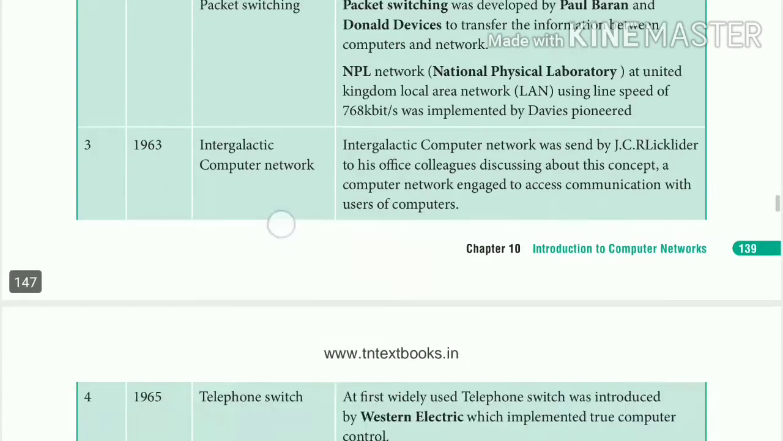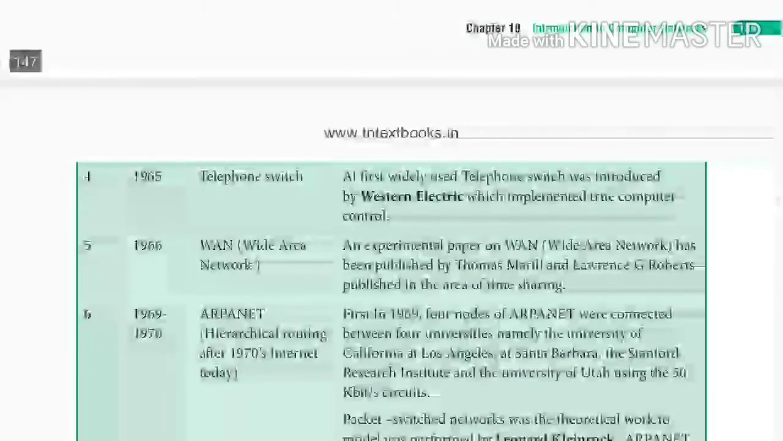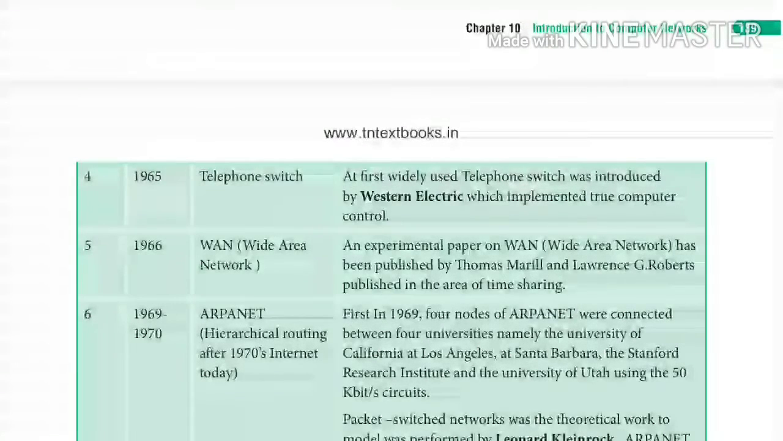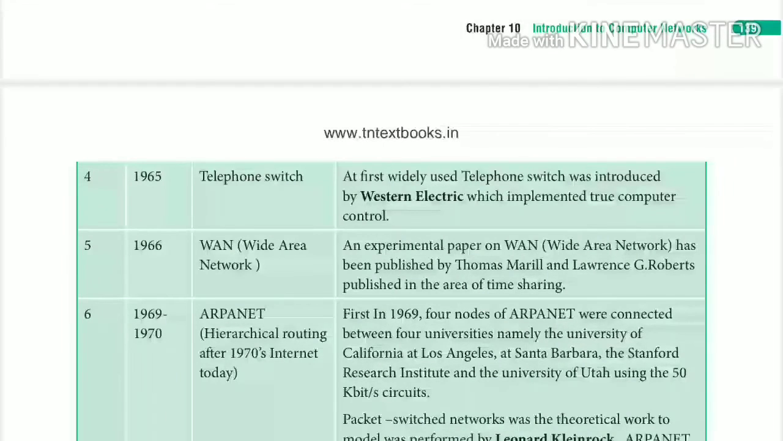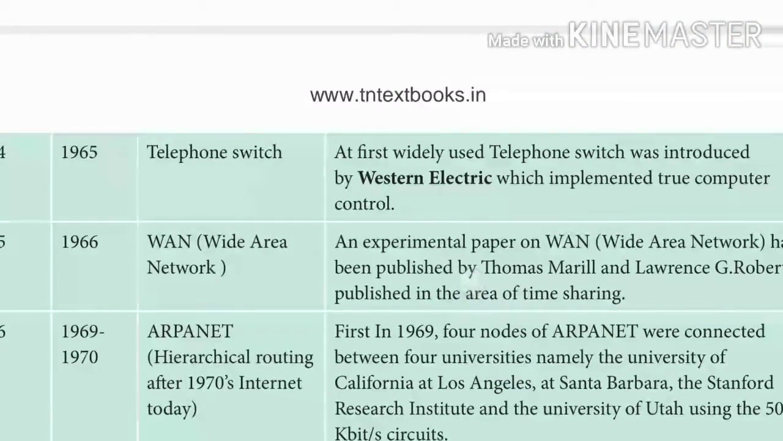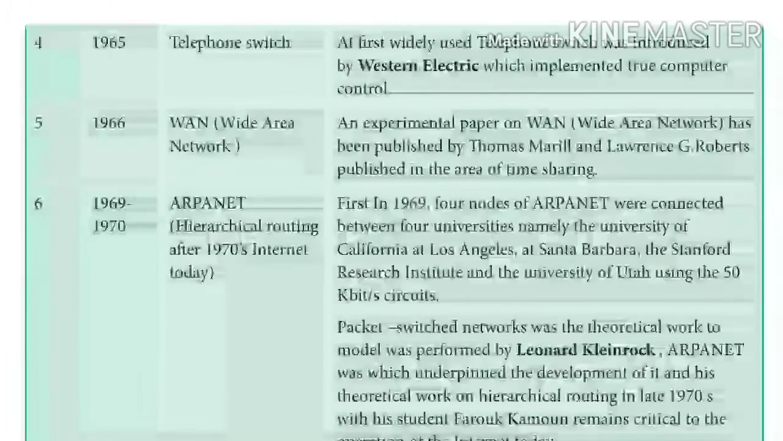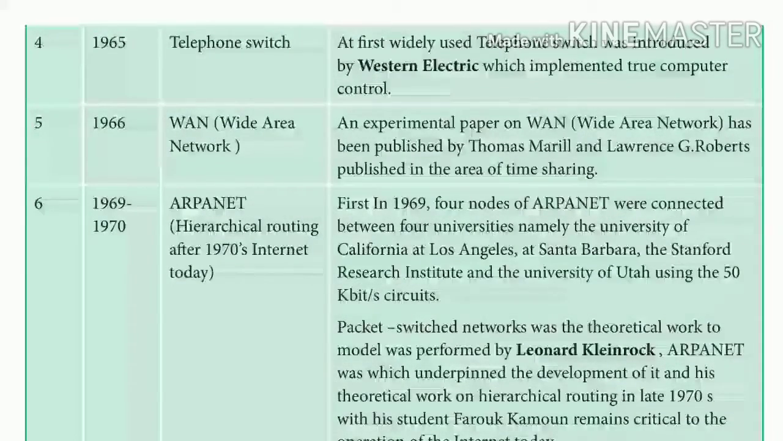Okay, so next is the telephone switch. In 1965, the first widely used telephone switch, which was introduced by Western Electric, implements true computer control. Here you can see that they are using the telephone network. Okay, so telephone switches share information between computers, and you can even control computers.